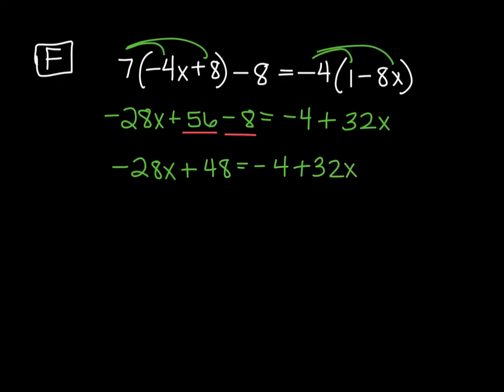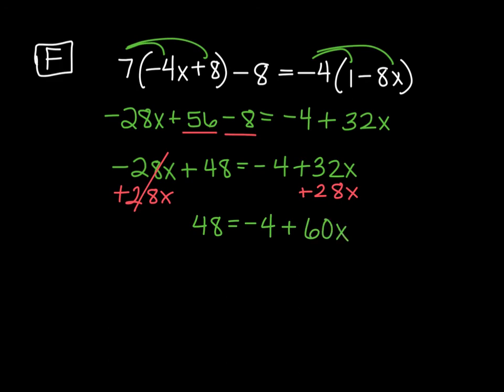I need to get my x's on the same side. I tend to look at my 2x terms. So I've got -28 and positive 32, and I move the smallest one. So -28 is smaller, so I'm going to add 28x to both sides. All right, that's going to leave me with 48 equals -4 plus 60x.